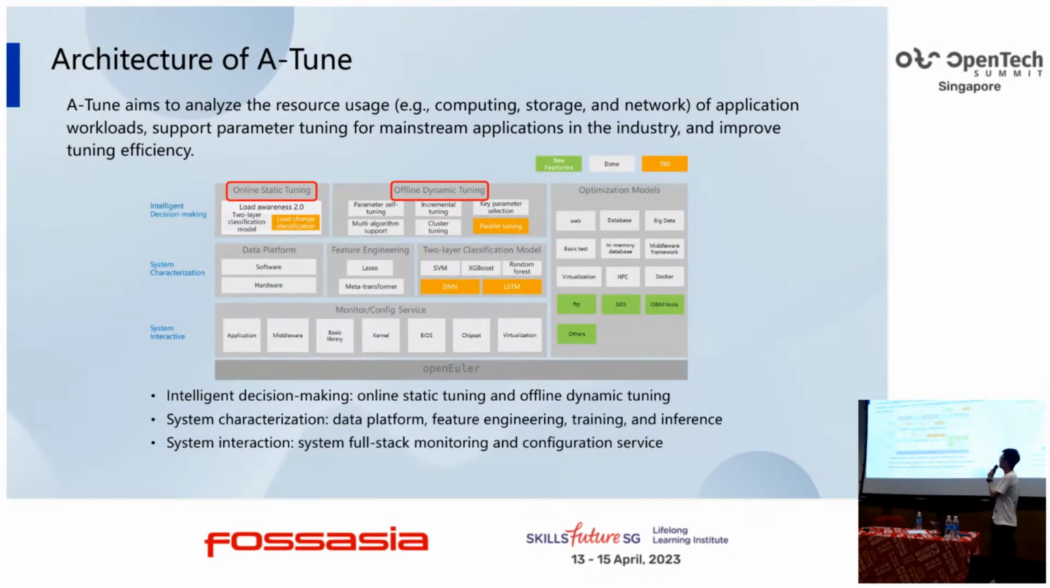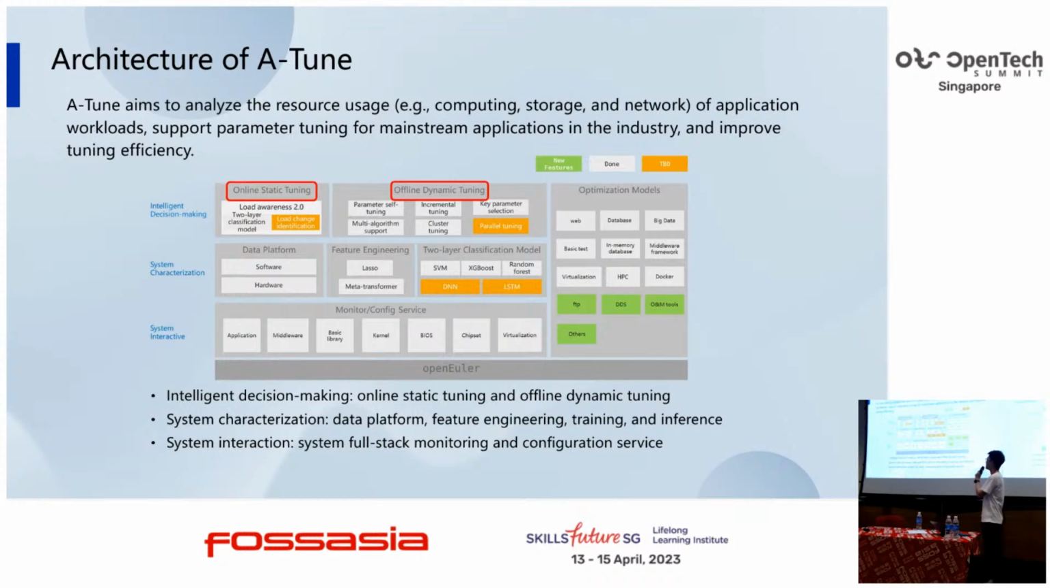Now we will give the architecture of A-tune. A-tune aims to analyze the resource usage, such as the computing, storage, and network of application workloads, support parameter tuning for mainstream applications in the industry, and improve tuning efficiency. The architecture of A-tune includes three parts.